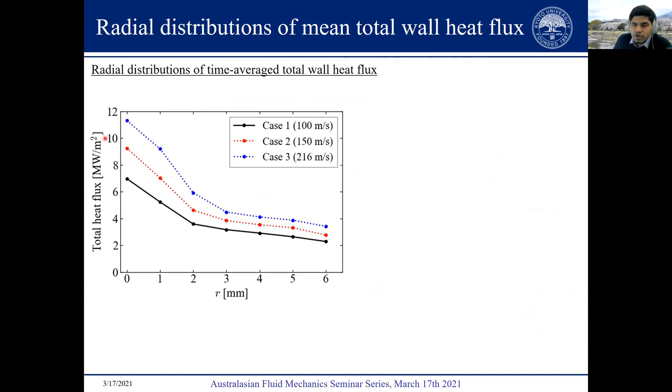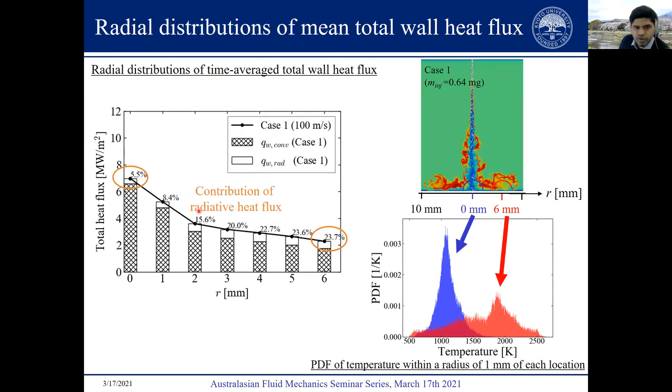After looking at the time variations of the heat flux, we also analyzed the radial distributions of the time averaged total wall heat flux for each case, which is shown in this figure. So we have case 1, case 2, and case 3. We also tried to analyze the separate contributions of the convective and radiative heat fluxes to the total heat flux. That is shown here for case 1.